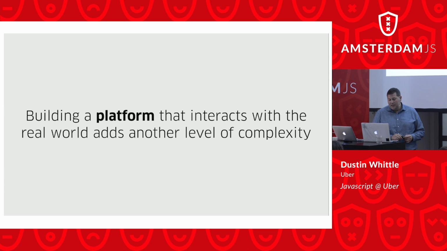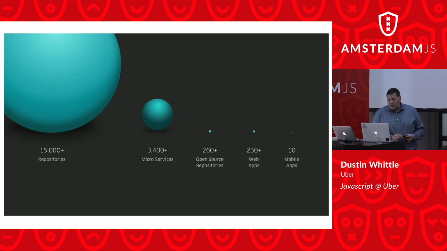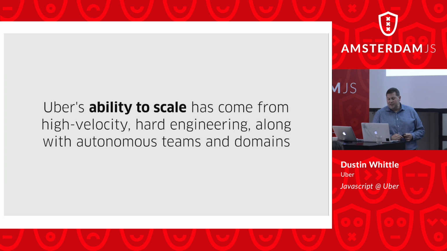And so in order to get to this state, we build more than 15,000 repositories across more than 3,400 microservices, open sourced over 260 of those, and with more than 250 web apps and 10 mobile apps. And so if you just think about the sheer scale of this, it's pretty insane. But Uber's ability to scale has come from high-velocity, hard engineering, along with autonomous teams and domains.